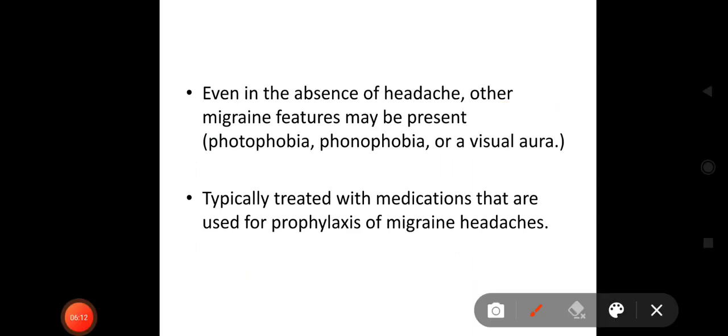So even in the absence of headache, other migraine features may be present. It's not necessary that headache is always there, but again the other features of migraines may be present, like photophobia, phonophobia, or visual auras, and these are typically treated with medications that are used for prophylaxis of migraine headaches.